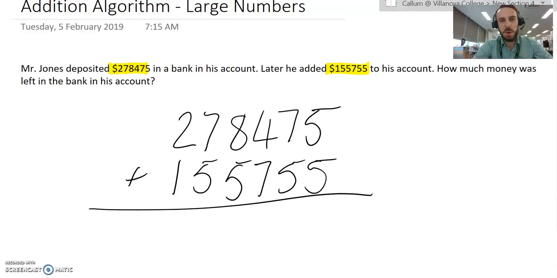So I just found this word problem online. It says Mr. Jones deposited $278,475 into a bank account. Later, he added $155,755 to his account. How much money was left?